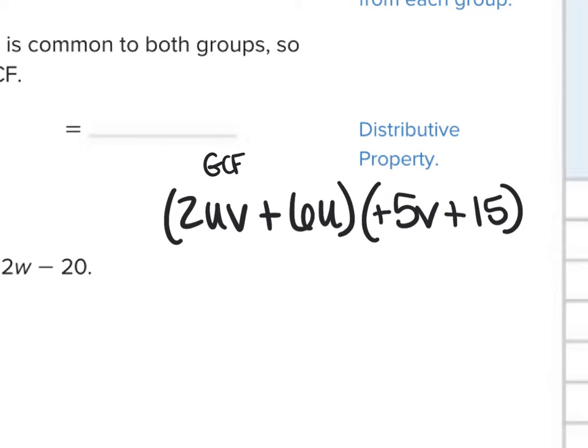All right, so let's look at the first one. I'm just going to write my greatest common factor above each of them. So look at the numbers, 2 and 6. What's the biggest number that goes evenly into 2 and 6? 2. Now look at the variables. Do they share a variable? Is there a variable that's in both of them? Yes. Which one is the same? The u. So the first one has a v and the second doesn't, but that's okay. I can still take out the one they share, okay?